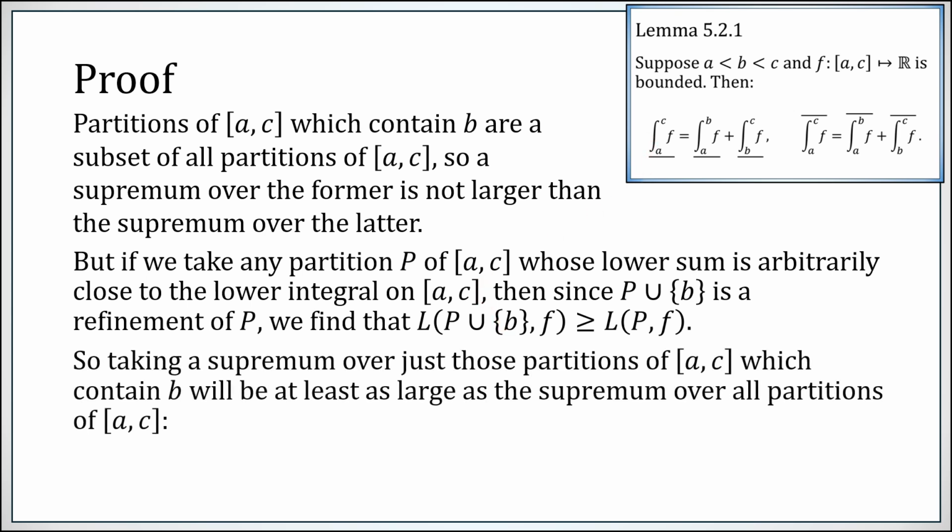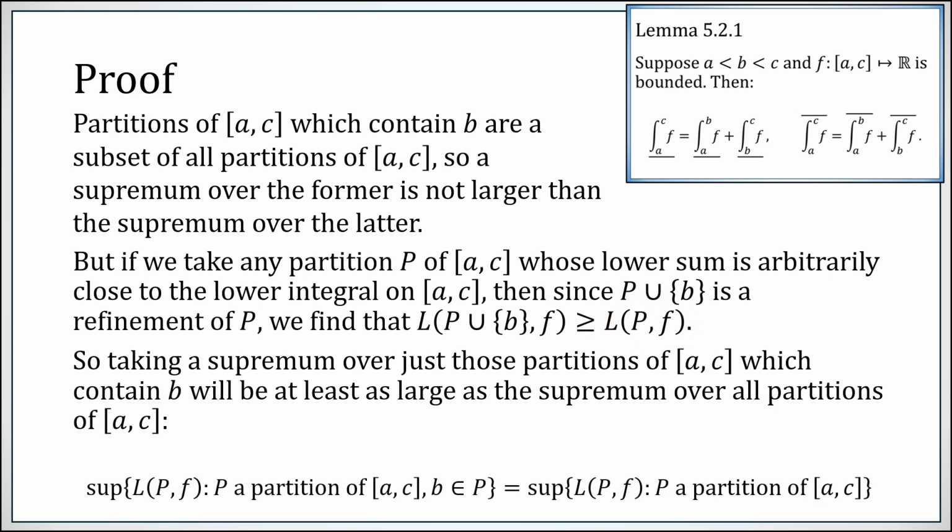So, we can take a supremum just over partitions of a to c which contain b. The partitions which contain b are a subset, so if we take a supremum over that, the supremum will be less than or equal to the supremum over all. However, any partition arbitrarily close to the lower integral, I may refine it and turn it into a partition which contains b. So a supremum over these partitions will be bigger than or equal to a supremum over these. Altogether, the supremum over partitions that contain b equals the supremum over partitions overall.